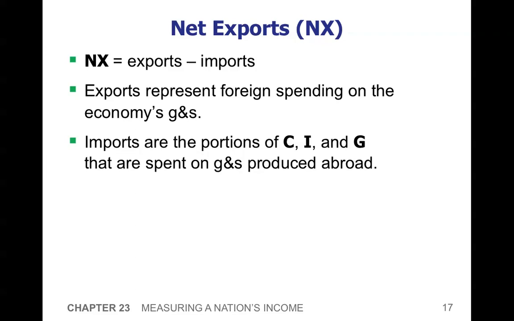Now, imports are, as it says here, the portions of consumption, investment, and government that are spent on goods and services produced abroad. So these are things that we buy from other countries. So their cars, their electronics, basically anything that China produces is going to be an import of ours from them.